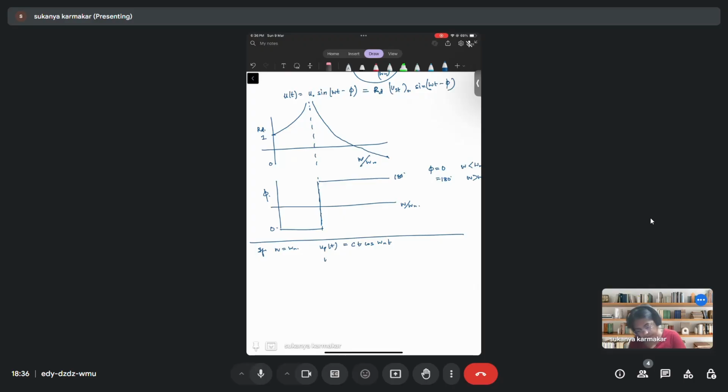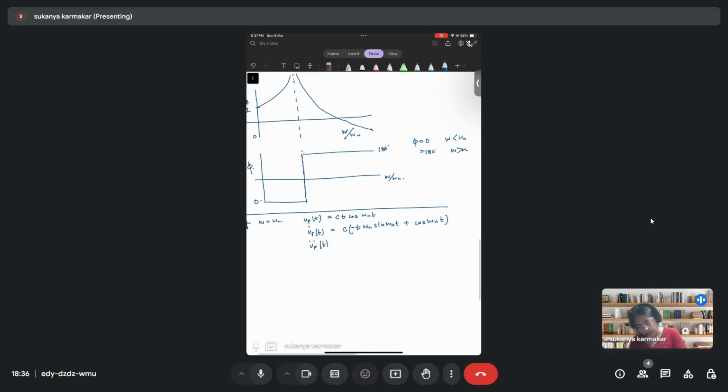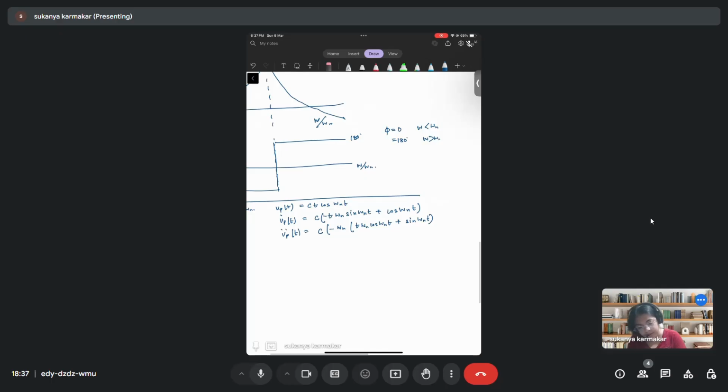So u_p dot is C, you will have to use t, then omega n sine omega n t plus cos omega n t, and u_p double dot: t differentiate sine omega n t, so omega n cos omega n t, plus sine omega n t, differentiation of t is, t minus omega n sine omega n t.